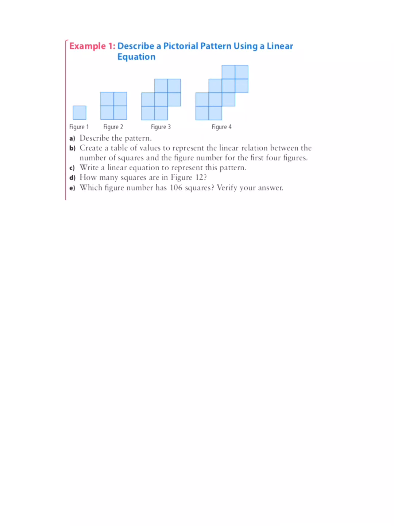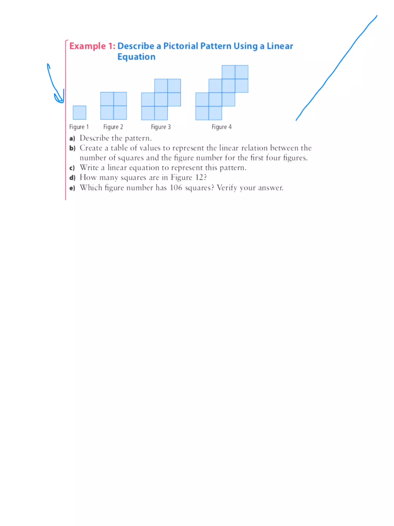Alright, so this is what the examples kind of look like. It says describe a pictorial pattern using a linear equation. So we have a square, and each time there's more squares you can see the pattern. We're going to try and dissect what the pattern is, write an equation for it, and then predict what the pattern would look like if we continue to draw it for many more figures. Okay, so we're going to just kind of go through this together here.